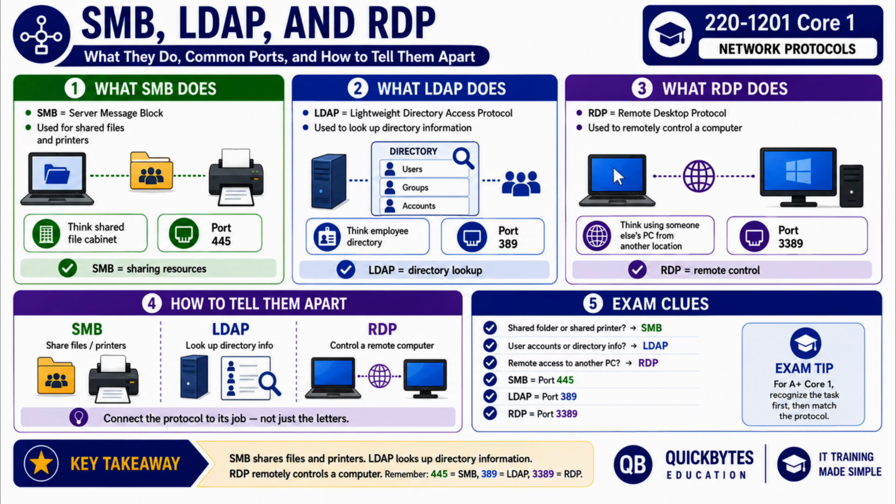SMB, LDAP, and RDP can look confusing at first because they are all network protocols. But for CompTIA A+ Core 1 220-1201, you just need to know what each one does, when it is used, and which port number goes with it. By the end of this quick bite, you'll know how to tell SMB, LDAP, and RDP apart on the exam.